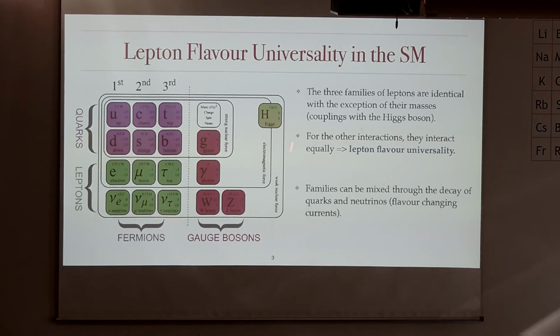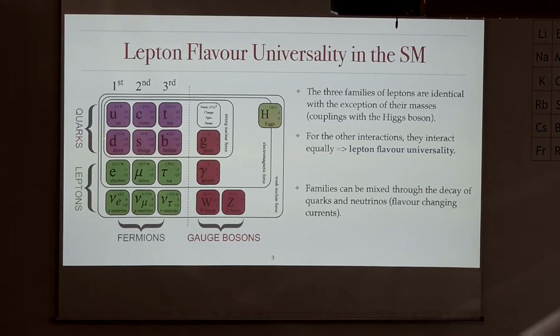But apart from these interactions with the Higgs, the interactions with the other bosons, and in particular the electroweak bosons, are the same. So for an electroweak boson, an electron is equal to a muon, and a tau is equal to a muon. And this is what we call lepton flavor universality. So all of the leptons are the same. And this is accidental. It happens because of how we built the standard model, it's like it is. But this is not imposed.